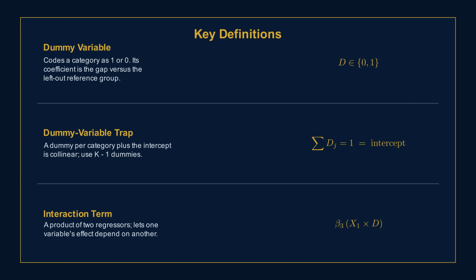A dummy variable lets you put a category into a regression by coding it as a 1 or a 0, and its coefficient is the gap between that category and the reference group that you left out. An interaction term is just two variables multiplied together, and it lets the effect of one variable depend on the value of another. Between the two, you can bring most categories into a model, and you let relationships change from one group or one period to the next. That ends up being most of what you need to do to make a regression flexible enough for real data.